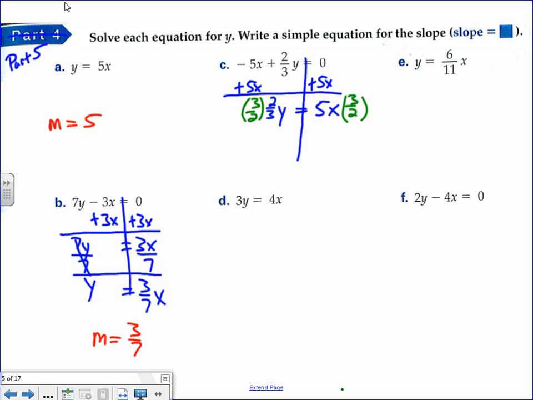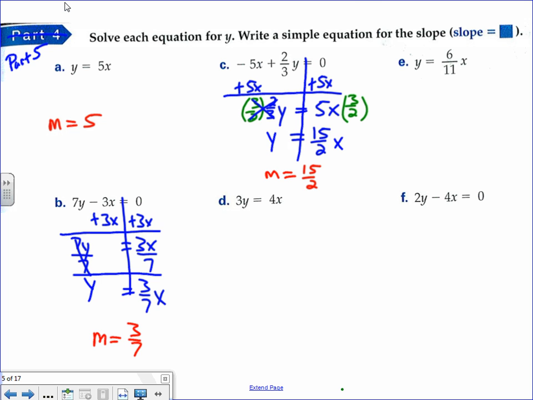Now when I do that, on the left side my 3's and my 2's cancel each other out. I get y equals. And on the right side, 5x times 3/2 ends up being 15/2 x. 5 times 3 is 15, so it's 15/2 x. Now I can go ahead and identify my slope. So my slope for this one will be m equals 15/2. All right, go ahead and finish the rest of those, and let me know when you have those done so that I can check them.